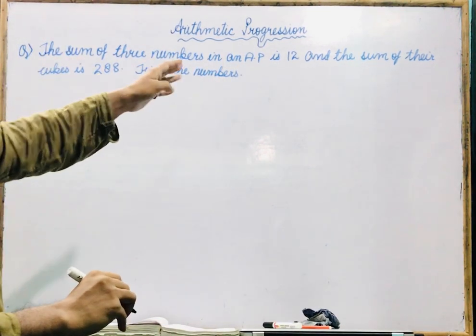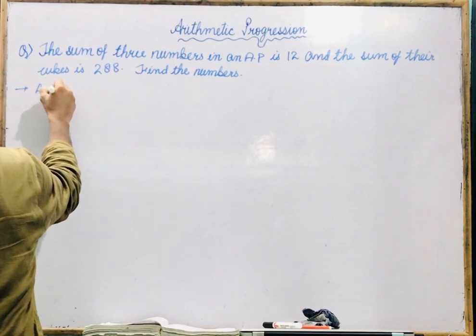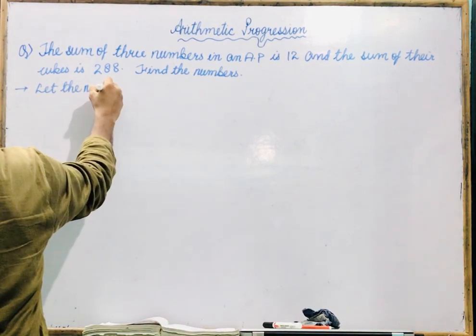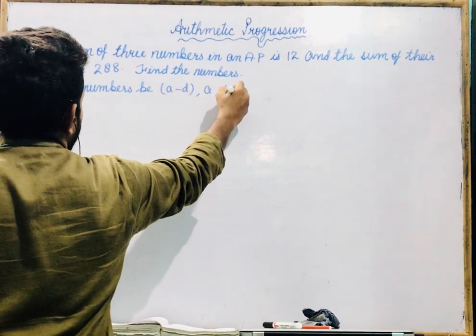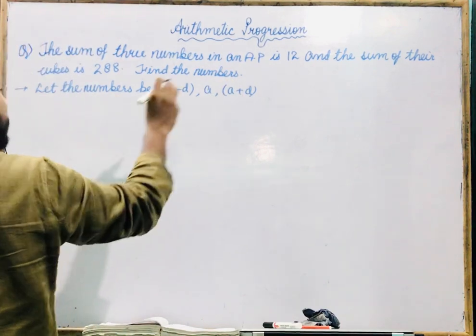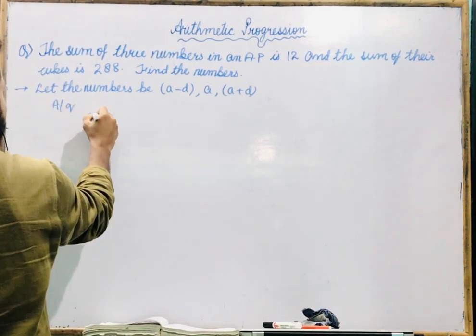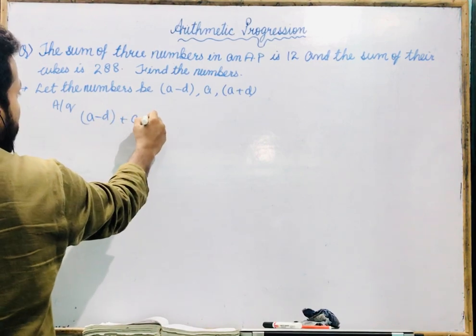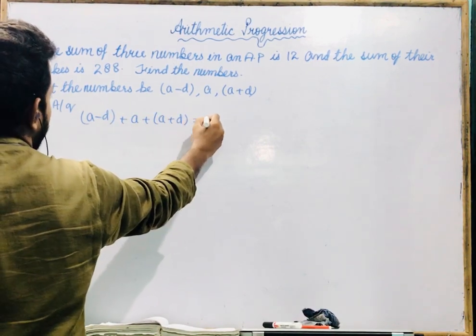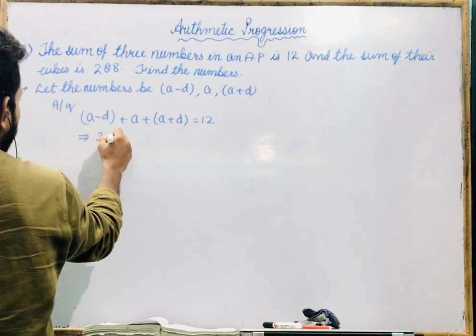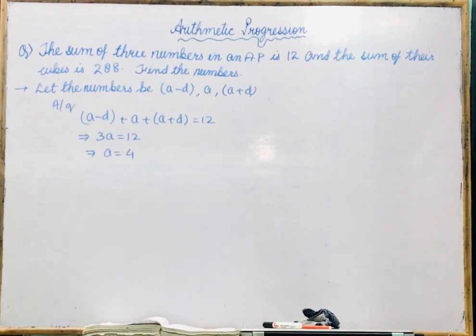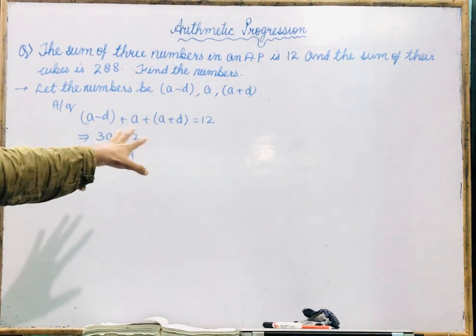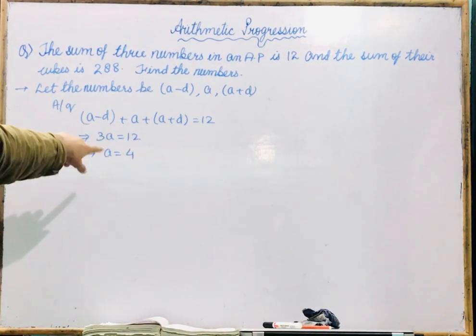The sum of 3 numbers in AP is 12. How do we take the 3 numbers? Let the numbers be a minus d, a and a plus d. The sum is 12. According to the question, a minus d plus a plus d equals 12. Is this clear to everyone? So 3a, d and d gets cancelled. 3a equals 12, a equals 4.